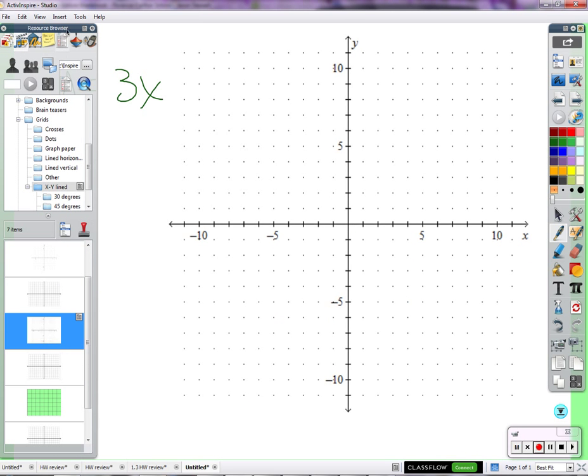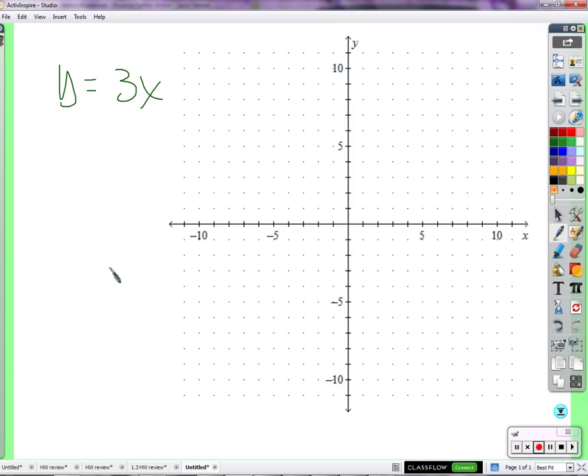Now, we're going to talk about graphs. We talked about graphs before in kind of a general sense. All right, now we're going to get specific into a specific kind of graph. But we're going to discover what this kind of graph is and then explain to ourselves why we know that this kind of equation makes the kind of graph that it makes.